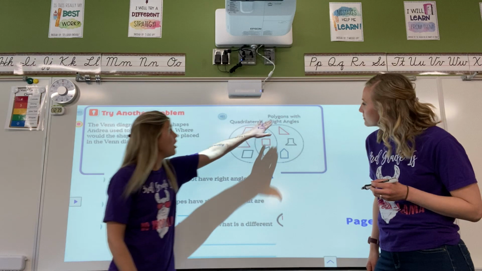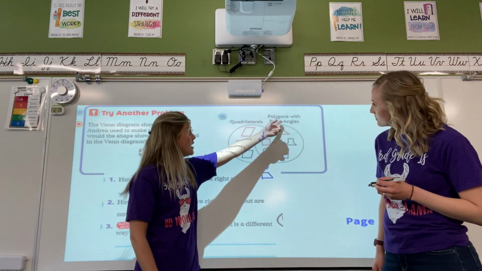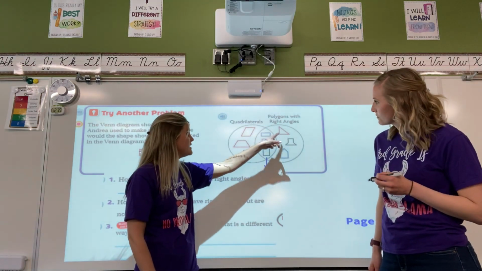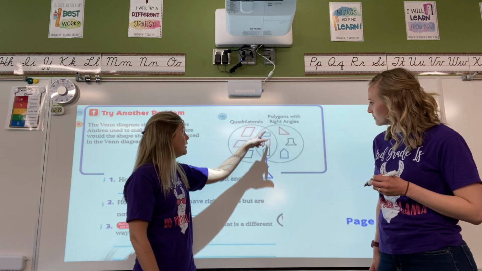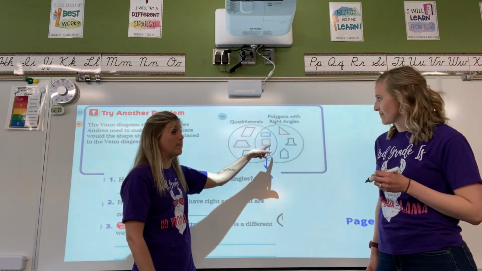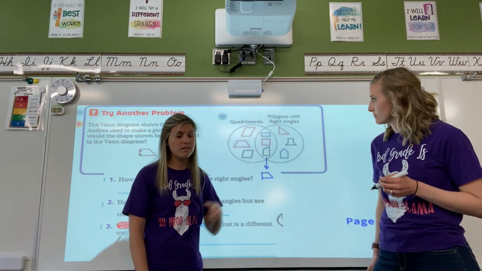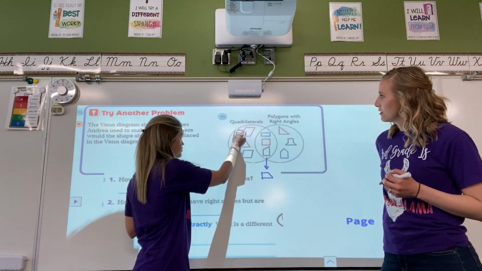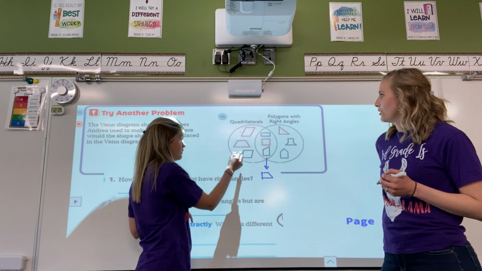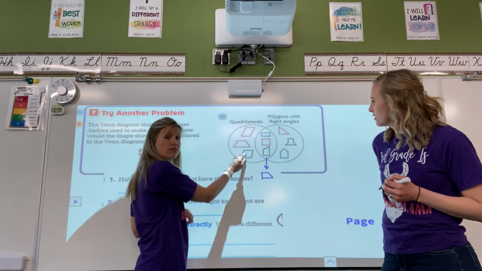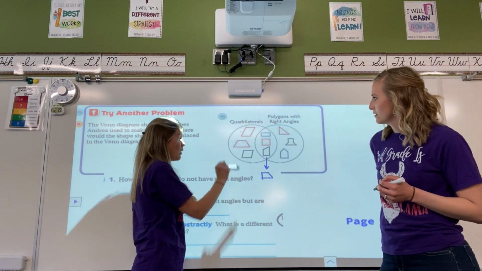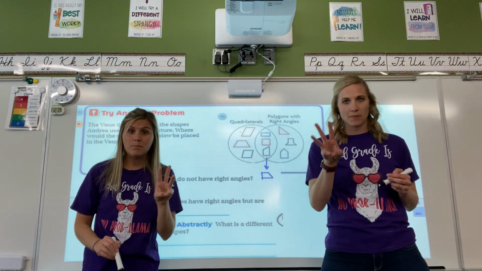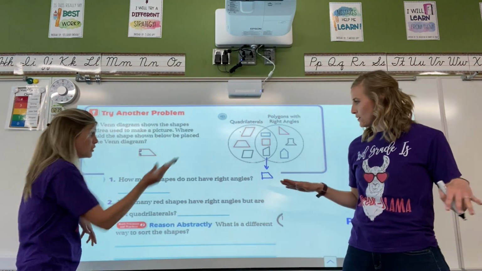All right, question number 1 says, how many shapes do not have right angles? Well, I know all of these have right angles because it tells me polygons with right angles, and I see them in there anyways. Since these are overlapping, these also have right angles. So how many shapes do not have right angles? Well, I don't see any right angles in this one. I don't see any in that one, and I don't see any in that one. So I would say there are 3 shapes that have no right angles. The rest of them do.